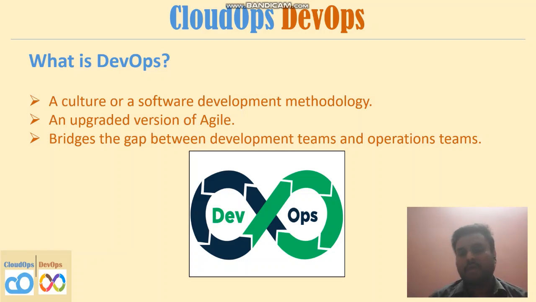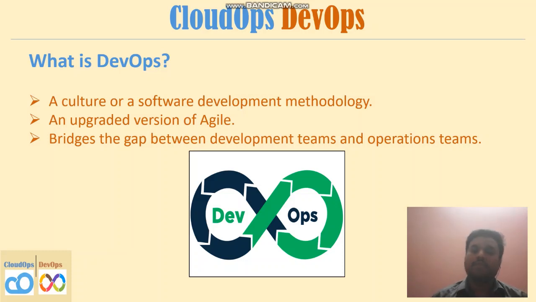So the conflict that used to happen is the operations team, after deploying the code in QA or pre-prod or prod, used to complain that the code is not working in the higher environments. However, the development team used to argue that the code is working on their personal laptop. So that means there is some problem with the higher environments provisioned by the operations team. So this conflict between the development team and the operations team used to happen. However, this gap between the development team and the operations team was bridged by DevOps.